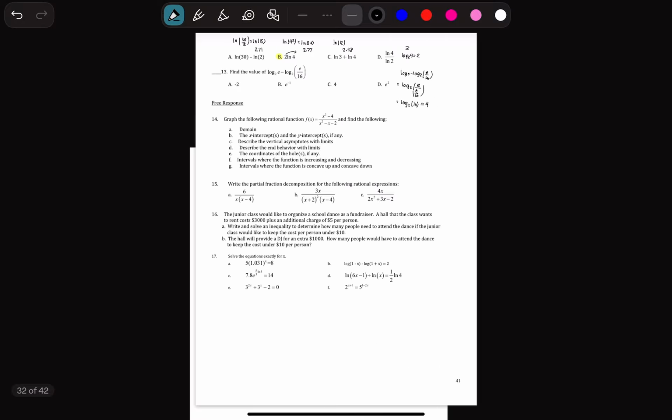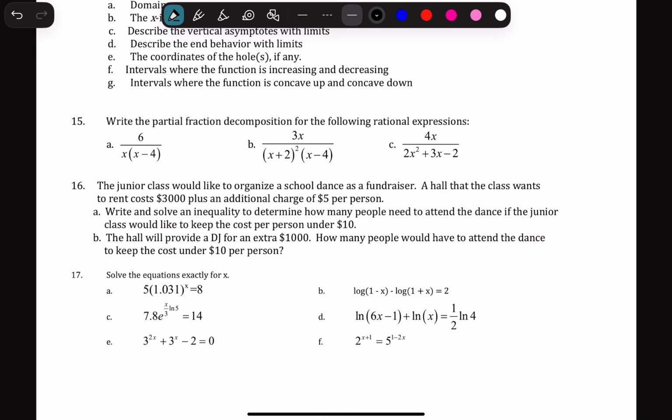Okay. The junior class would like to organize a school dance as a fundraiser. A hall that the class wants to rent costs $3,000 plus an additional charge of $15 per person. Write an inequality to determine how many people need to attend to keep the dance at a cost of under $10 per person.